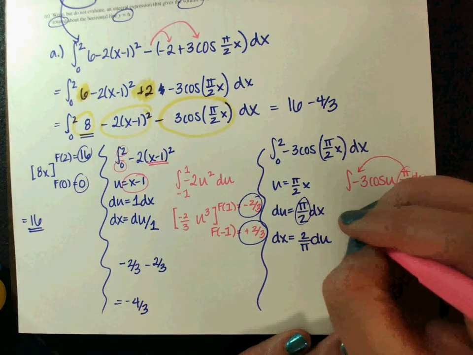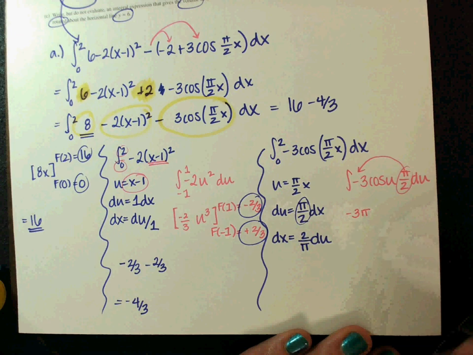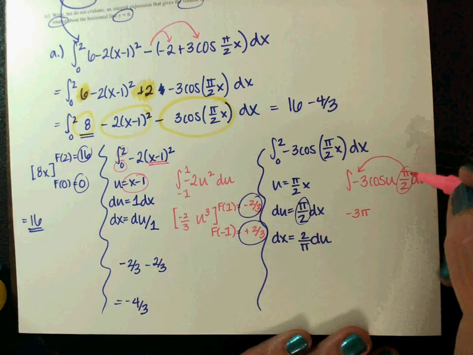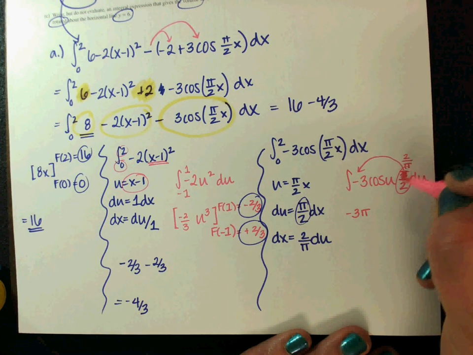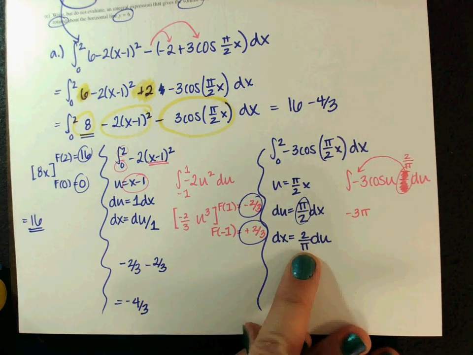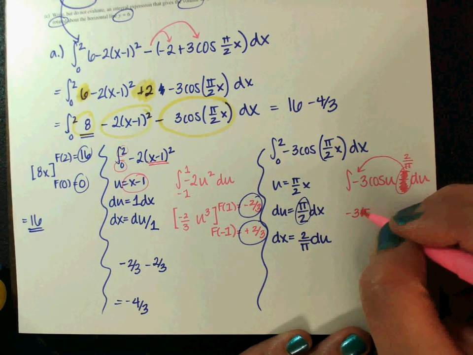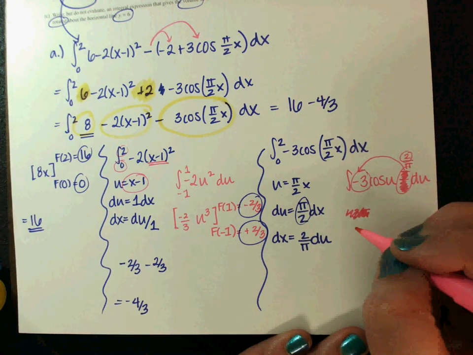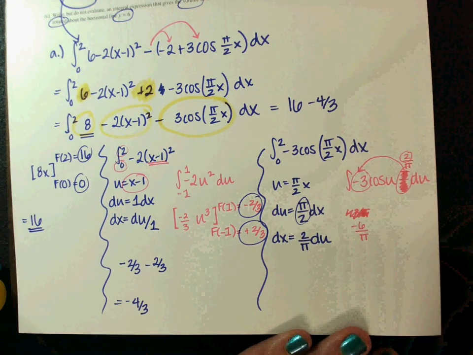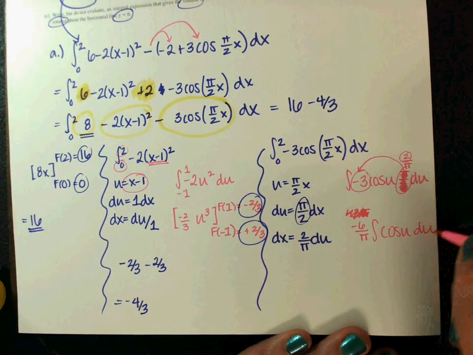So from there, I have a negative 3 pi over, and actually, do you notice I wrote this upside down? This should have been a 2 over pi. So please correct that. Remember, the 2 is on top, the pi was on bottom. So when I pull my 2 over pi out to the front, if I do negative 3 times 2, that's a negative 6 over pi in the front. And then the integral of cosine u du. Sorry about that.